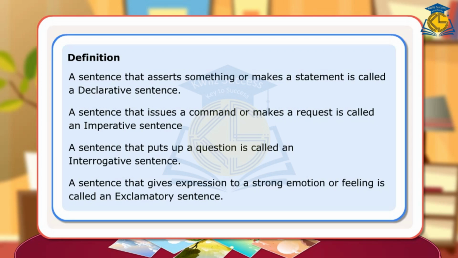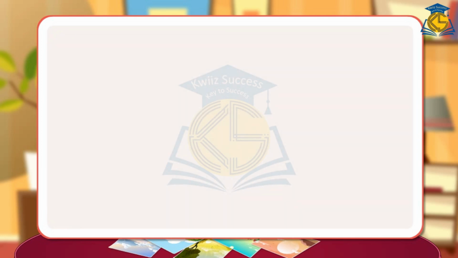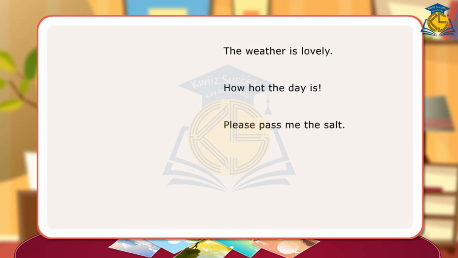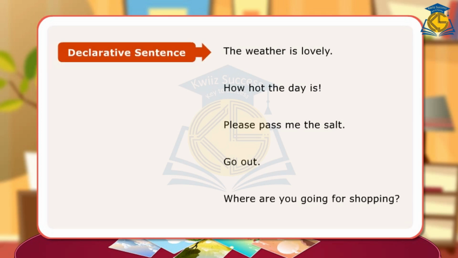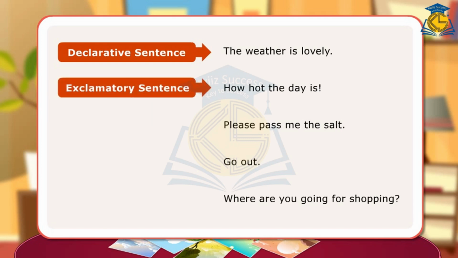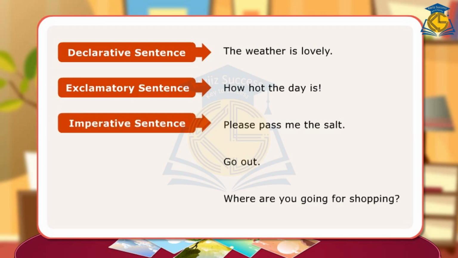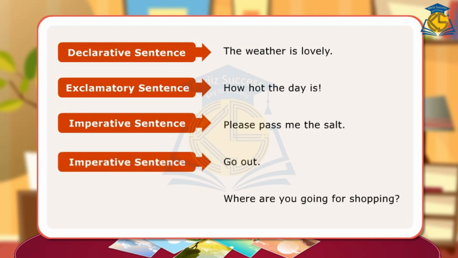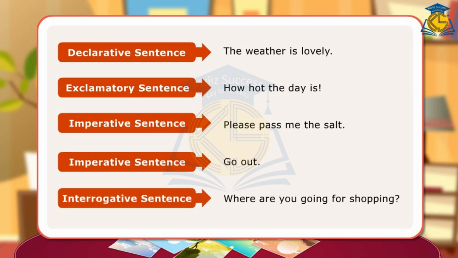Let us look at a few sentences. The weather is lovely. How hot the day is! Please pass me the salt. Go out. Where are you going for shopping? The first sentence makes a statement and is a declarative sentence. The next sentence makes an exclamation and is an exclamatory sentence. The third sentence makes a request and is an imperative sentence. The fourth sentence is also imperative as it issues an order. The last sentence is interrogative as it asks a question.